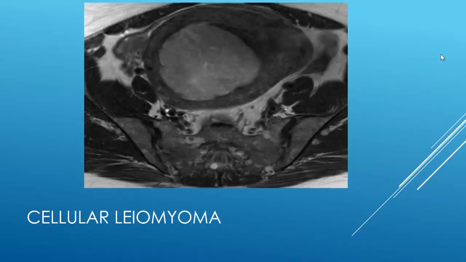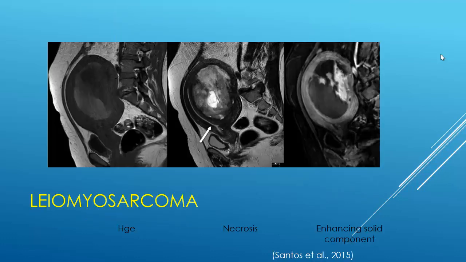And here is the cellular leiomyoma, bright on T2. Leiomyosarcoma, heterogeneous with high signal on T1 and heterogeneous signal on T2 with the solid component being bright, as you see here. And then it shows heterogeneous intense enhancement in the post-contrast study.